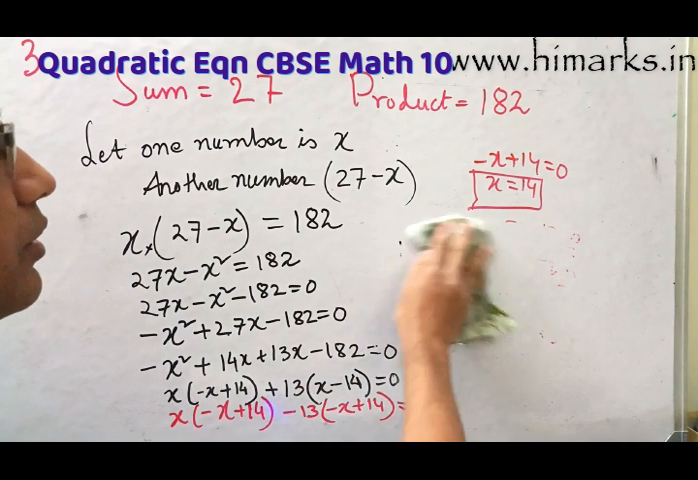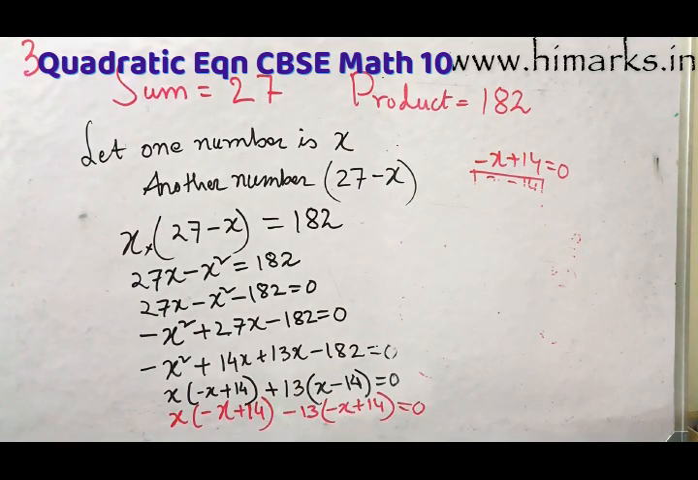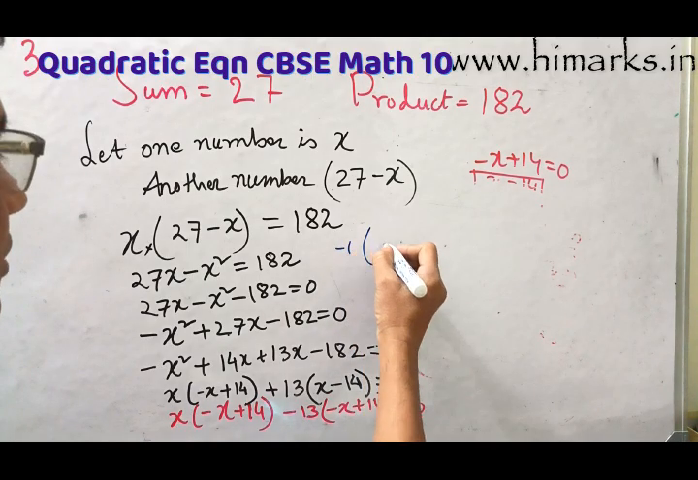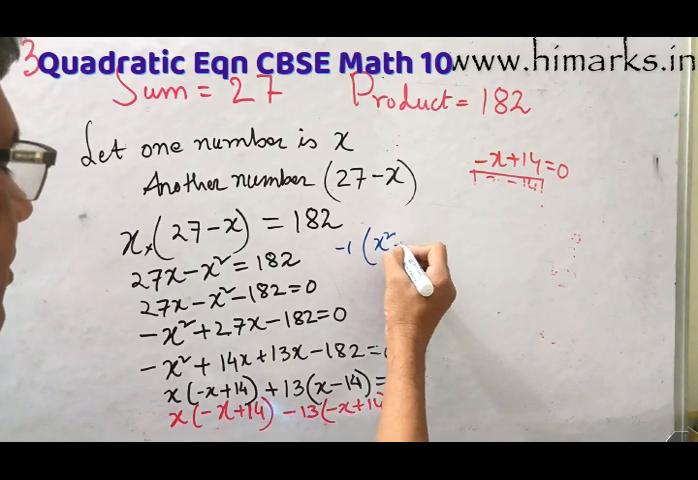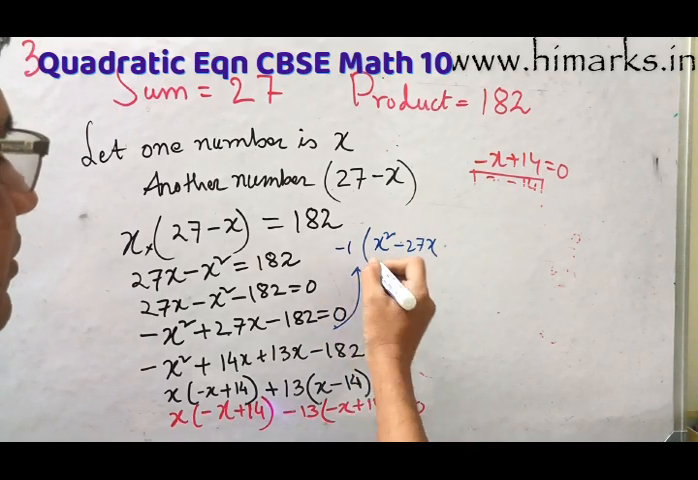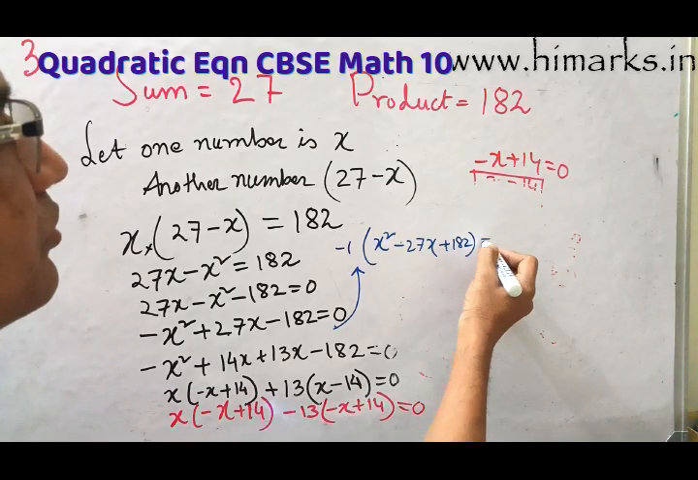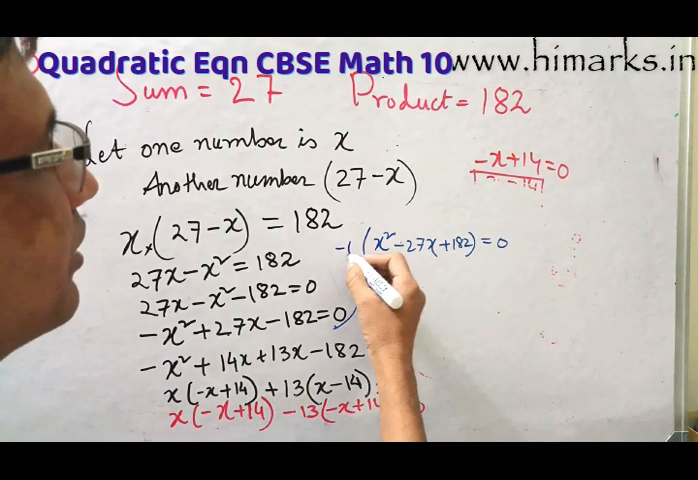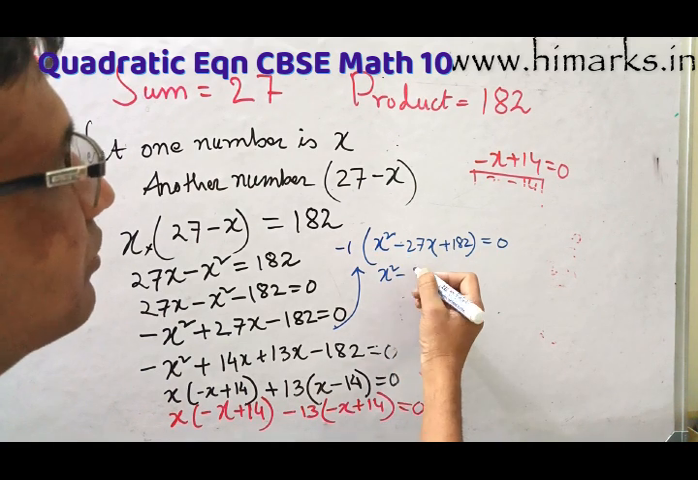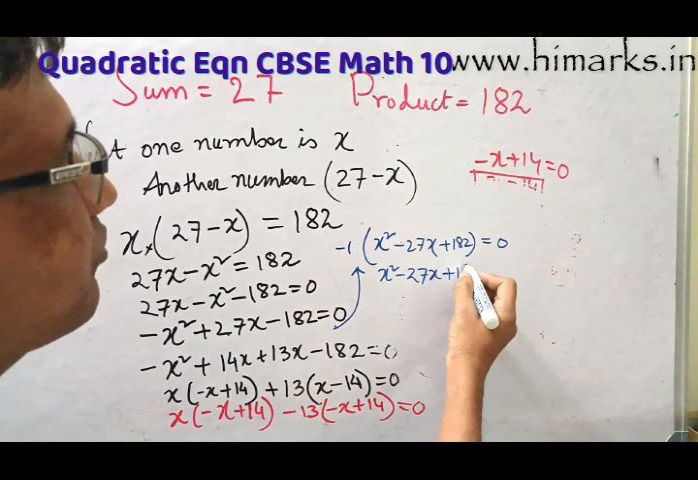Okay, I erase this part fully, and what I write here is I'll take minus 1 common here, so it becomes x square minus 27x from this line, plus 182 equal to 0. So that gives x square, so minus 1 if it goes here, so it becomes 0. So x square 27x plus 182.